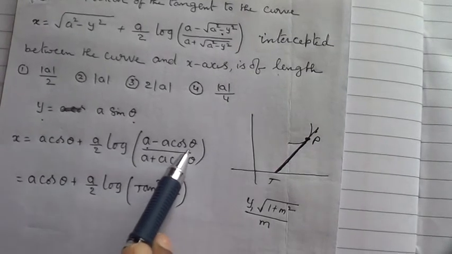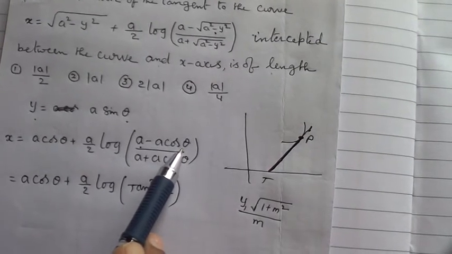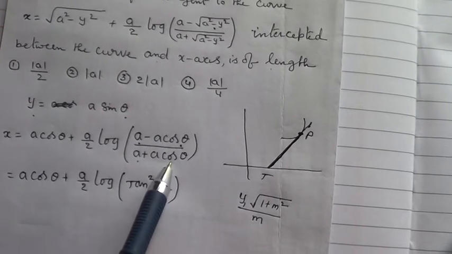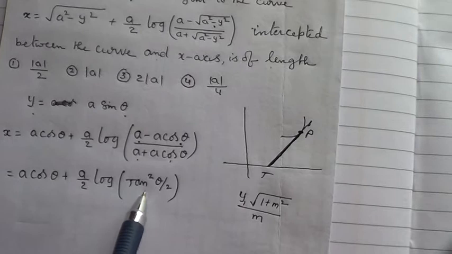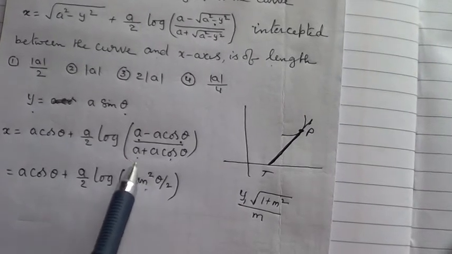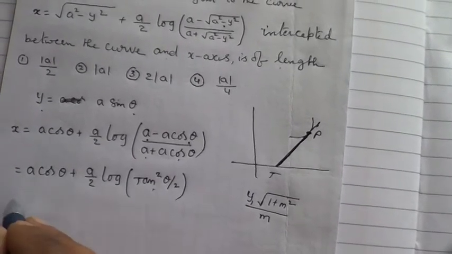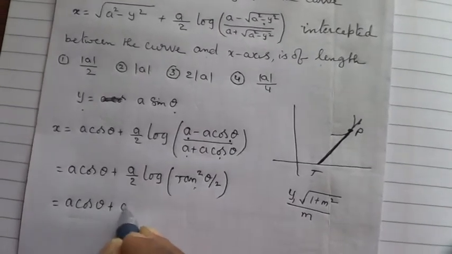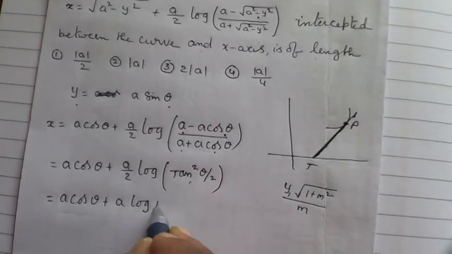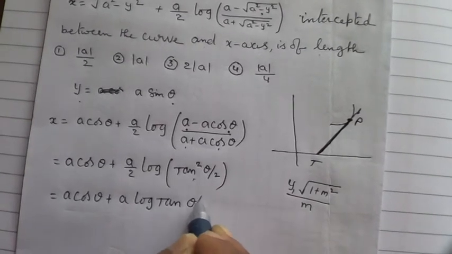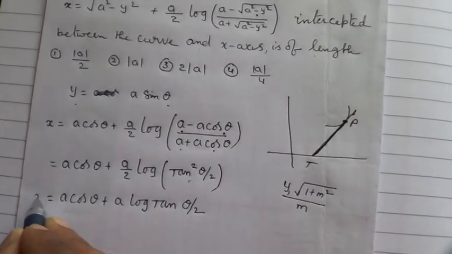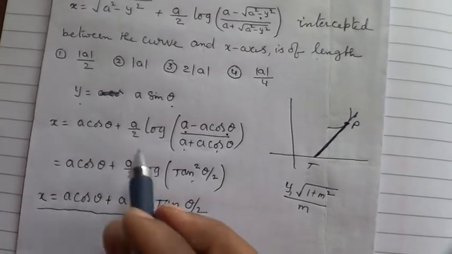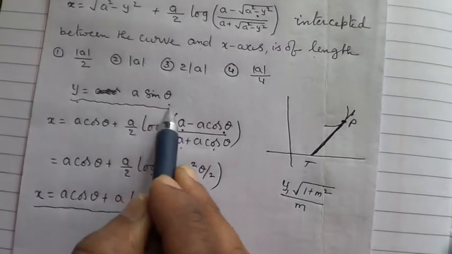1 minus cos theta formula is 2 sin square theta by 2. 1 plus cos theta formula is 2 cos square theta by 2. That's why we are getting tan square theta by 2. Now this 2 will come forward, and the 2 cancels. So we are getting a cos theta plus a into logarithm of tan theta by 2. That is x. So we got x is equal to this and y is equal to a sin theta.